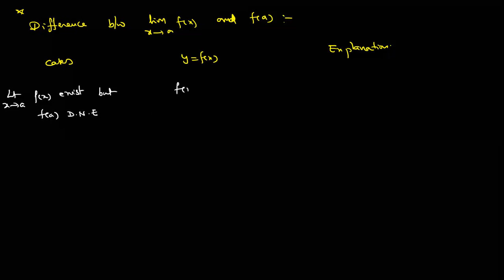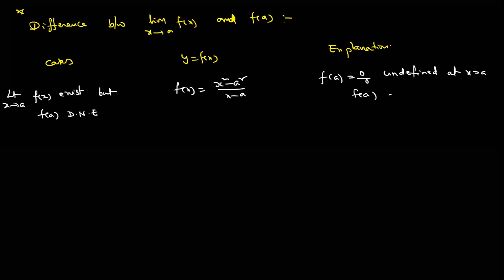One example I'm taking, see, f of x is equal to x square minus a square by x minus a. Dear students, see, what is the meaning here? Limit is existing, but f of a does not exist. So what is the meaning? Directly put x is equal to a here. What is f of a? Anyone? 0 by 0. What is the meaning, dear students? It is undefined. Right, x is equal to a. 0 by 0 means undefined. That means f of a does not exist.